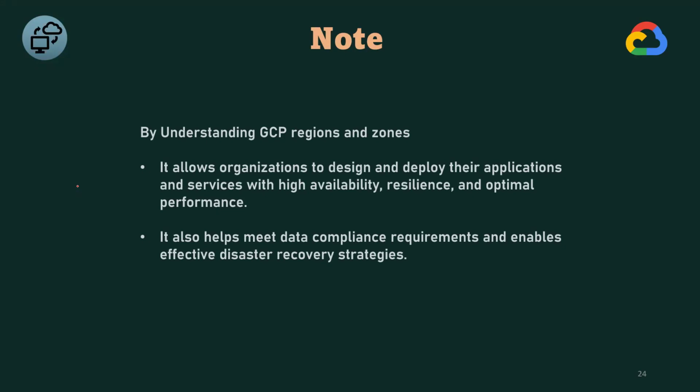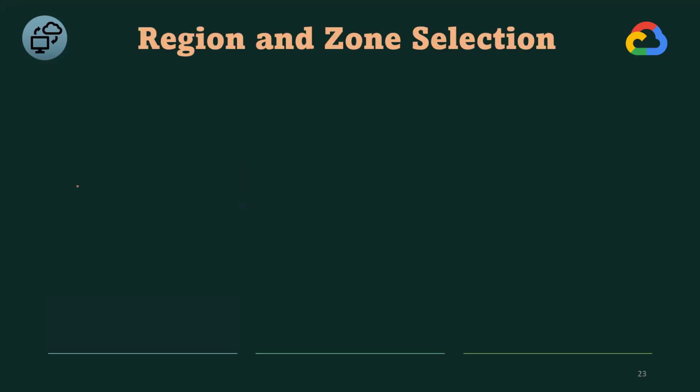By learning the GCP locations, you got to know what a location is, how it was divided into regions and zones, and why they have divided it. By understanding the regions and zones, one can design and deploy their application with high availability, resilience, and optimal performance by selecting a proper region and zone. That is the main importance of regions and zones, guys. So this is GCP regions and zones.